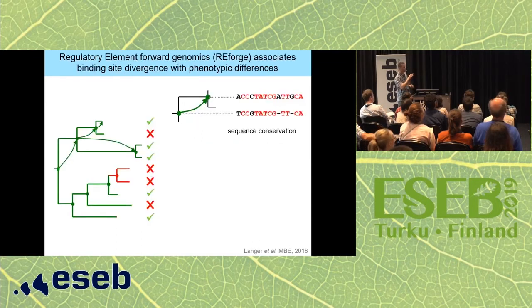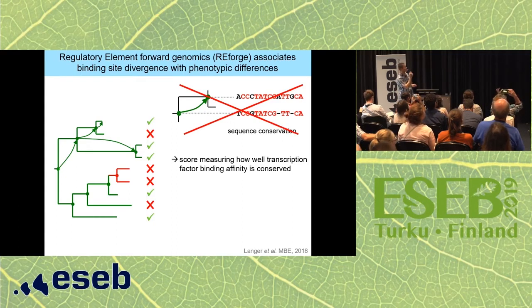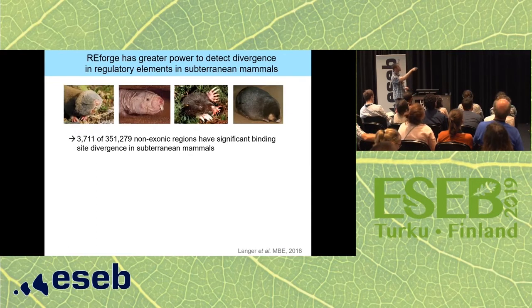So to improve the power to detect relevant divergence in regulatory elements, we developed a method called regulatory element forward genomics, or REforge for short. This is based on exactly the same reconstruction framework, but now we're not measuring sequence conservation, but instead we're measuring how well the transcription factor binding affinity is conserved along a branch. We applied this approach to the same set of conserved non-exonic regions, and this time we found significant binding site divergence in 3,700 of these elements.